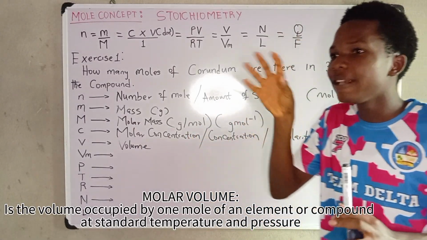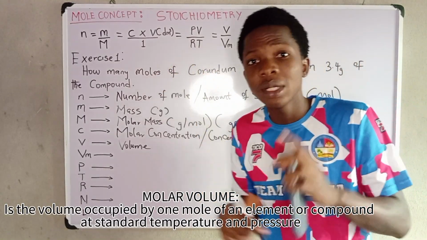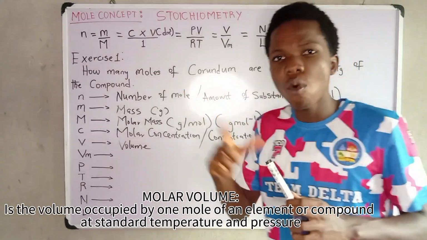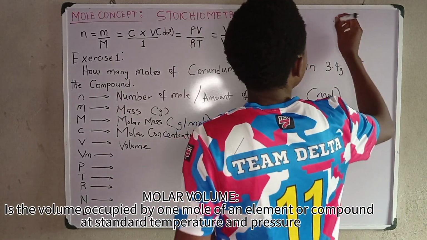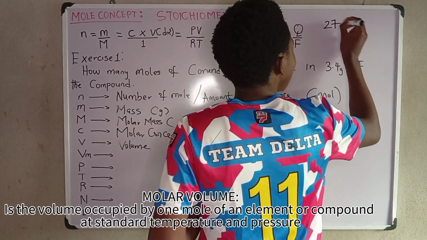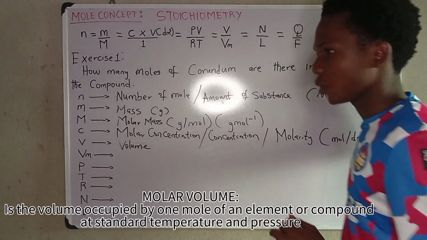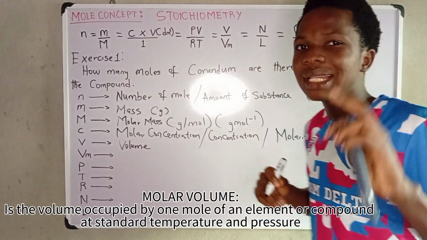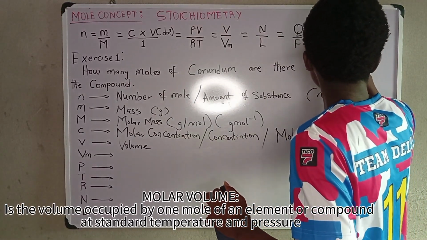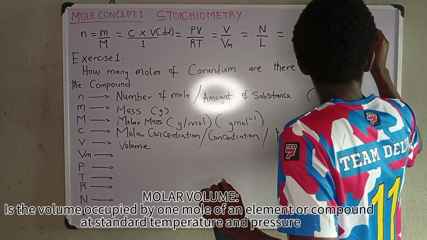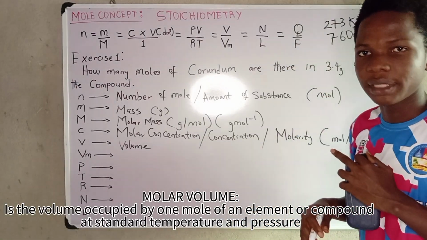It's simple. There is a constant value for a standard temperature and a standard pressure. Now, the value for a standard temperature, I'm going to write it up here: 273 Kelvin is the standard temperature. Now we also have a standard pressure. The standard pressure is 760 millimeter mercury. Take note of this.